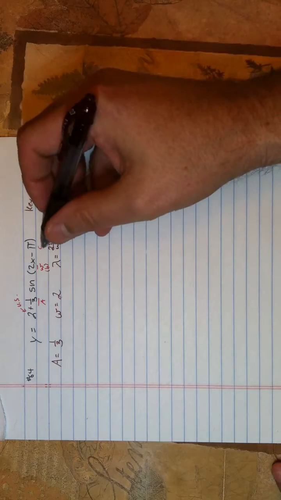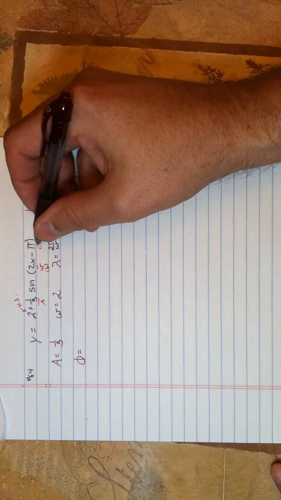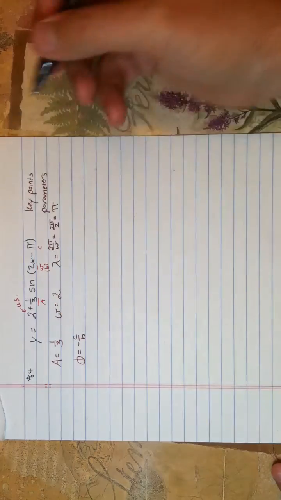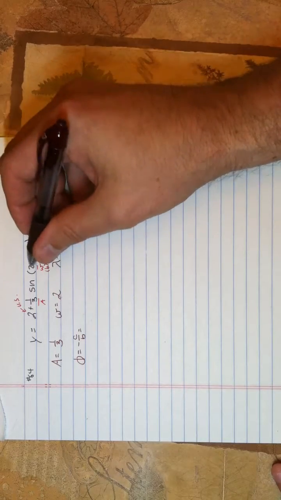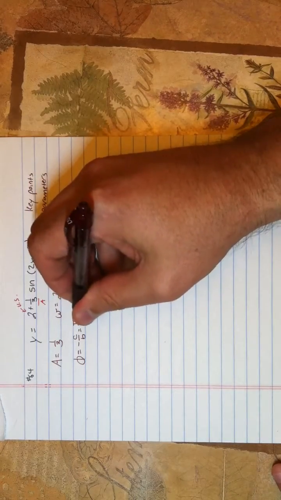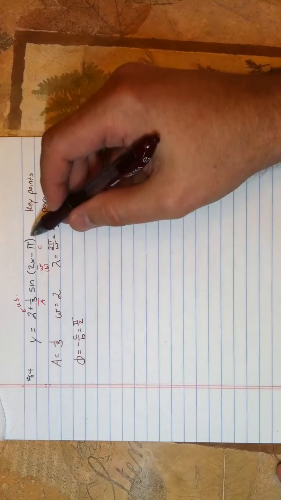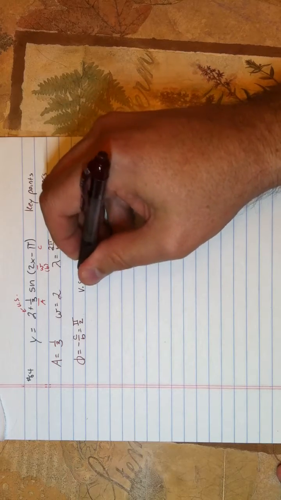The next thing I might want to notice is my phase shift. So my phase shift phi, we usually call that negative c over b, the b being the same as the omega. So that would be negative negative pi over 2, so that's positive pi over 2. So that's our phase shift. And then the vertical shift is the 2. Sometimes the 2 appears over here, plus 2 as a vertical shift. Sometimes it appears at the front, doesn't matter. So our vertical shift is 2.